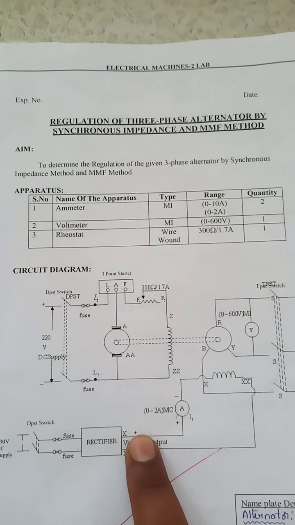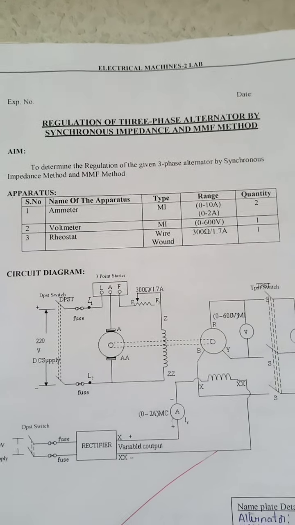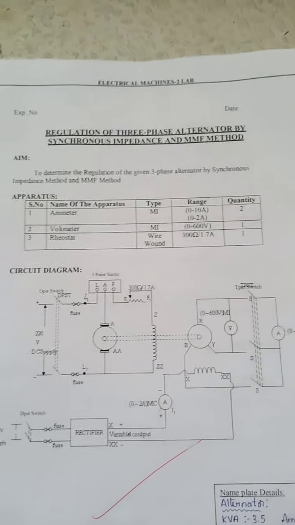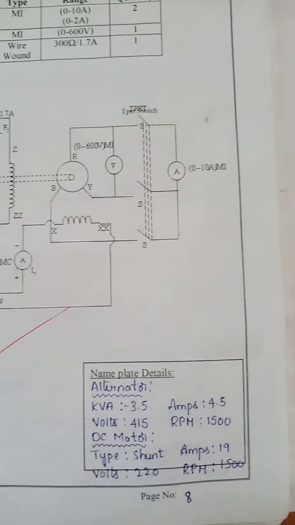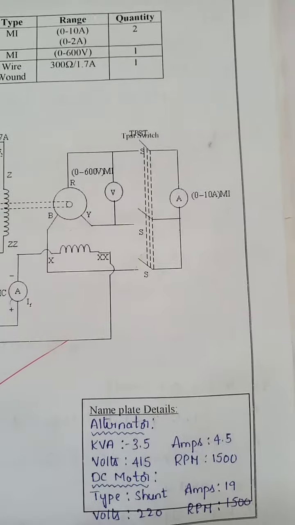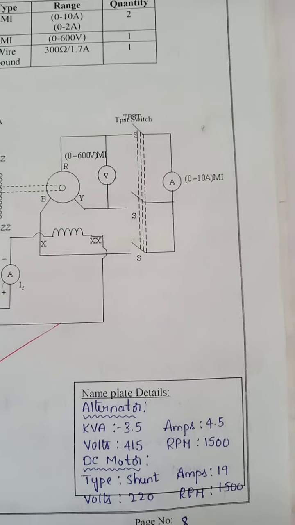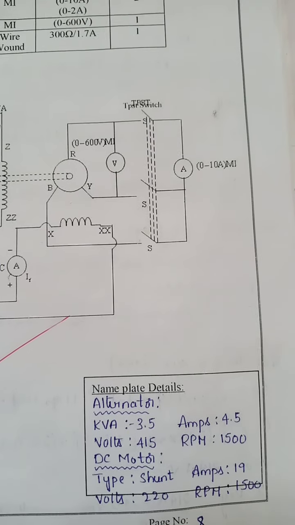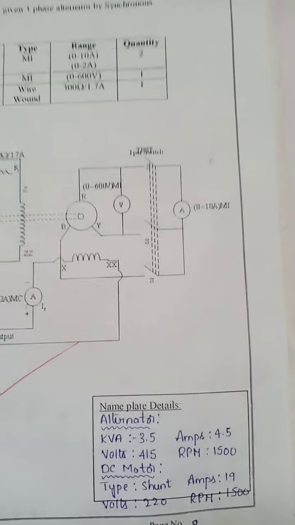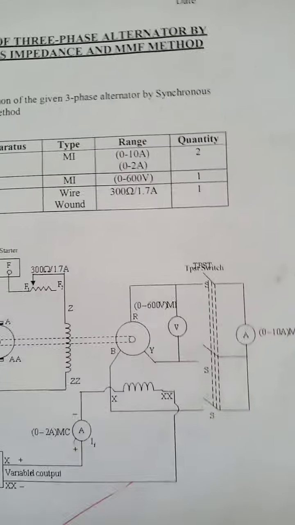So these are the connection diagrams. The alternator has ratings of 3.5 kVA, 3-phase, 415 volts, speed 1500 rpm, and maximum current rating of 4.5 amps.